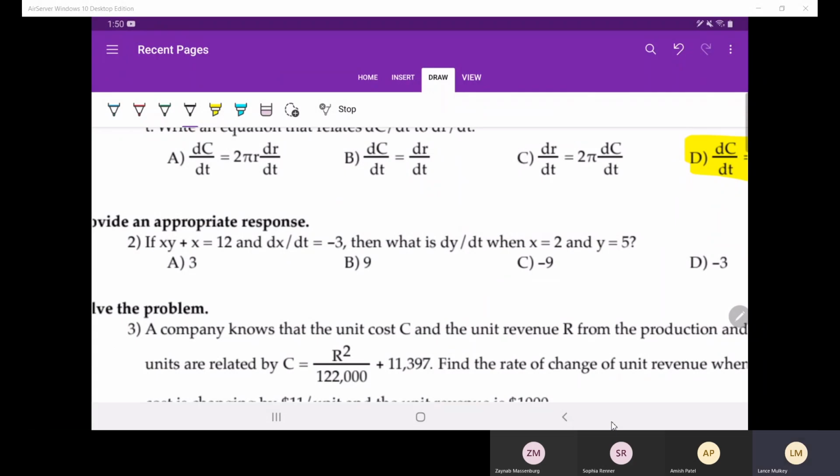So x and y are functions of variable t. So what is dy dt when x is 2 and y equals 5 and dx dt equals -3? So what you do is you take the derivative implicitly. We've done this before. X and y are both functions.